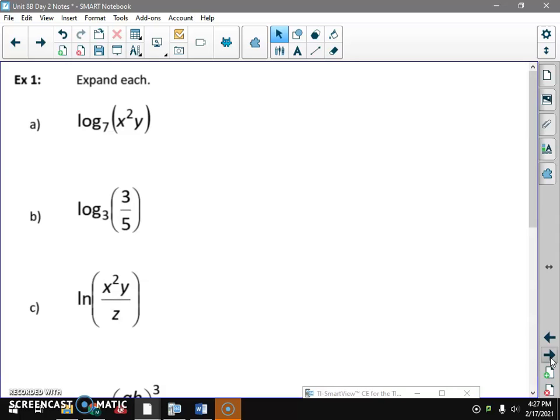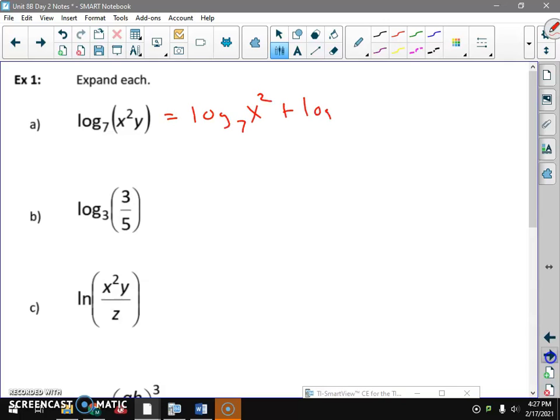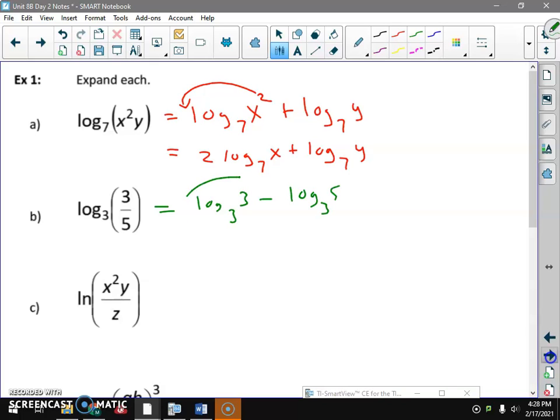We're going to pull these apart into lots of logs. We said multiplication becomes addition, so log base 7 of x squared plus log base 7 of y. Then we can shoot that out front. So to expand it out as much as possible, log base 7 of x plus log base 7 of y. We got a division here. Log base 3 of 3 minus log base 3 of 5, and anything that can be calculated numerically. Log base anything of itself is a 1. That's it. We're getting better, getting more comfortable with this idea of a logarithm.